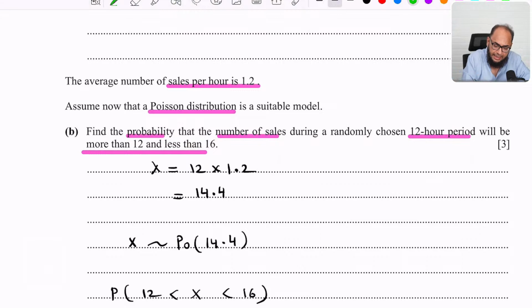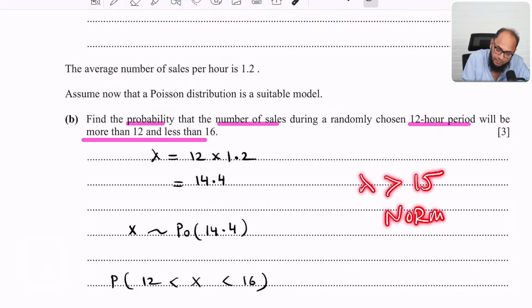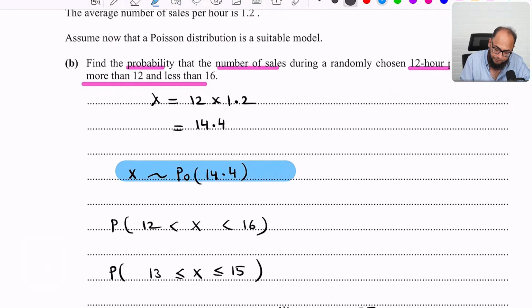The second part: the average number of sales per hour is 1.2. Assume now that a Poisson is a suitable model. Find the probability that the number of sales during a randomly chosen 12-hour period will be more than 12 and less than 16. Now, 1.2 per hour, therefore in 12 hours multiply, that's 14.4. It's not a normal distribution question because the condition is lambda greater than 15 for it to become normal. It just missed the bus. X follows a Poisson distribution, 14.4.